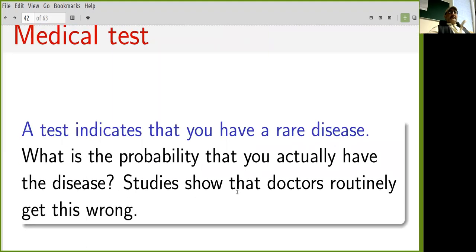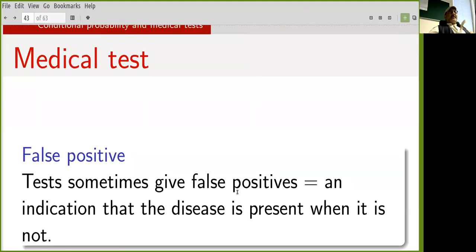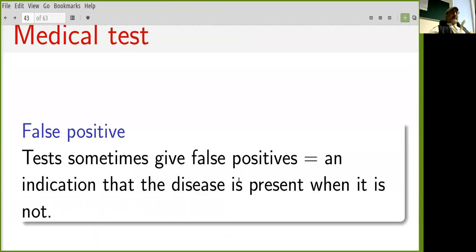Okay. So there's a test which indicates that you have a rare disease. What's the probability that you actually have that disease? Sometimes the tests are wrong. So what's the probability that you actually have this? There's a bit of terminology that we need to know. We talk about false positive, false negative, true positive, true negative.